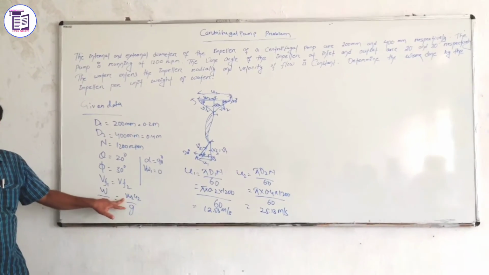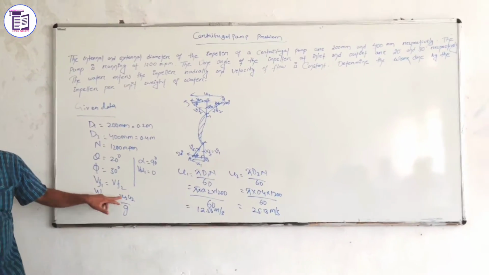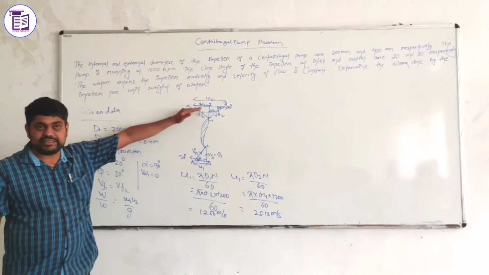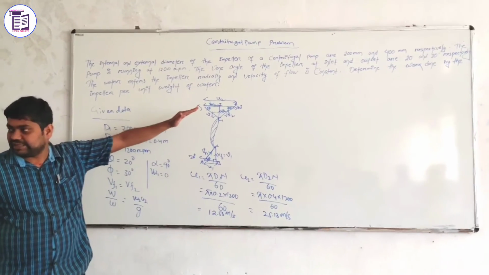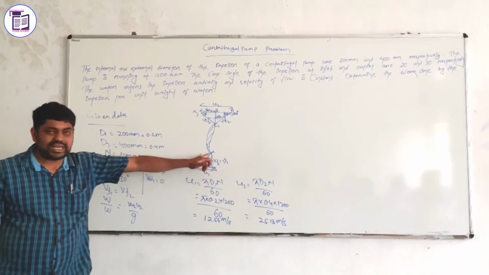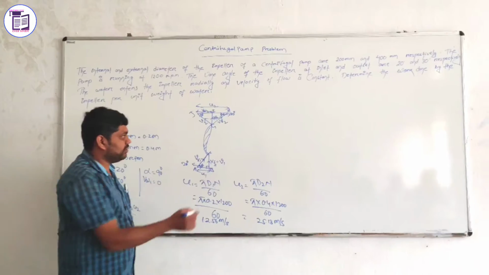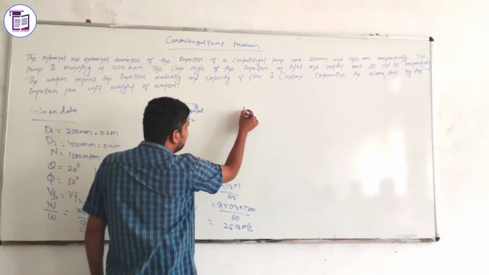From this requirement you have to find Vw2. First of all, find Vw2. Here is the relation between the outlet triangle and the inlet triangle. Using this relation we can find it. So first of all, using this triangle ABC, the inlet triangle, considering the ABC inlet triangle.